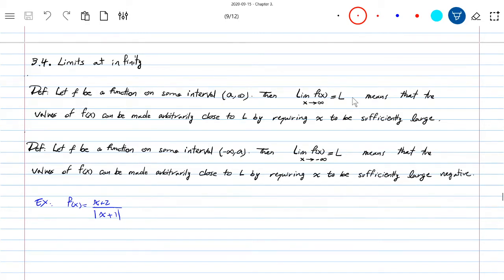Welcome back. Today we're going to talk about limits at infinity. Let's start with the definition.